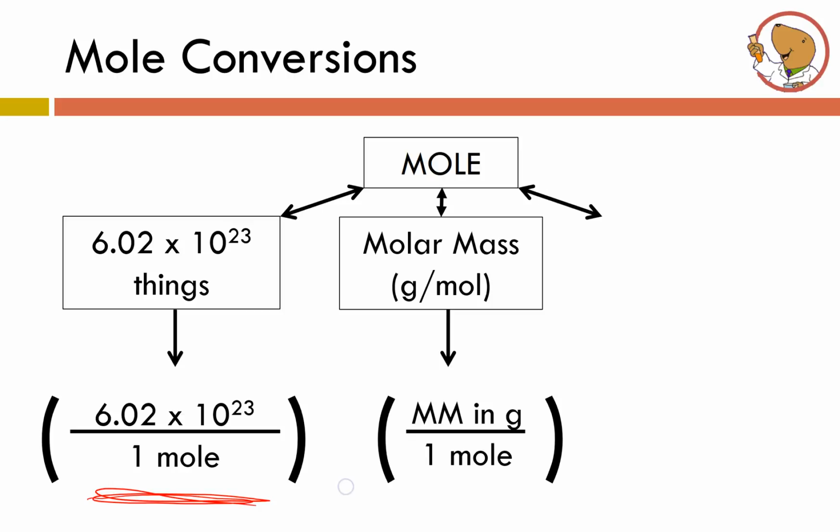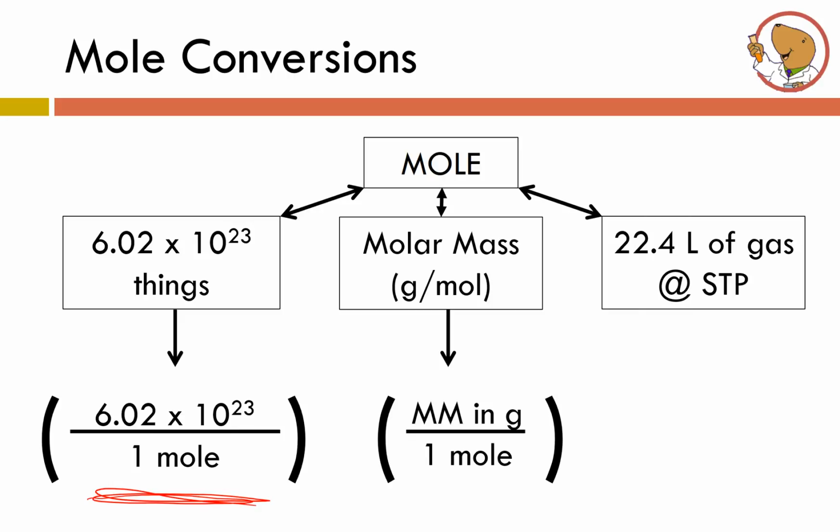And finally, we talked about molar volume. We know that a mole of gas at standard temperature and pressure, regardless of its identity, is going to occupy 22.4 liters. That gives us yet another conversion factor, 22.4 liters, again, of a gas over 1 mole. So we can use these conversion factors to make all sorts of unit conversions as we're going to need them.